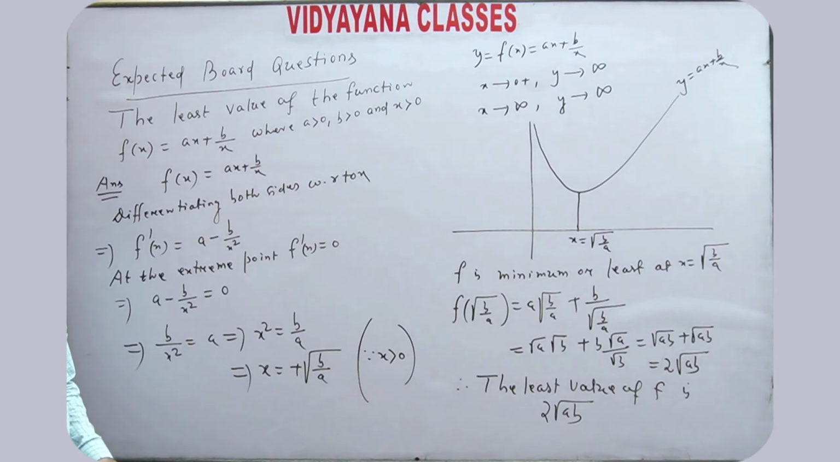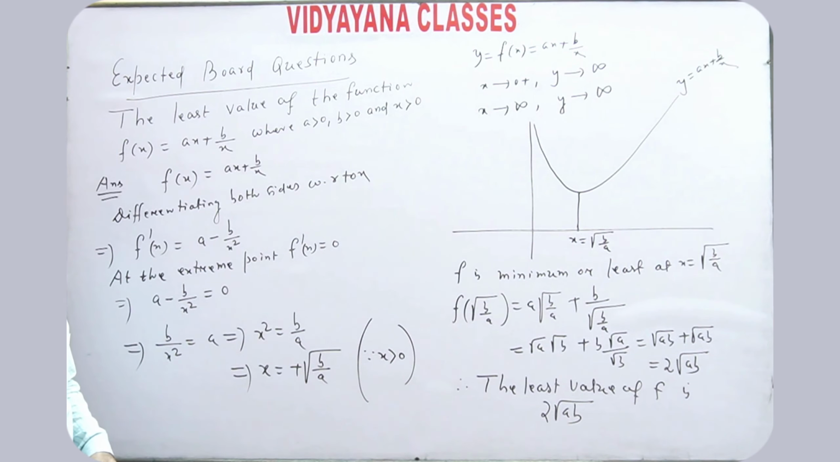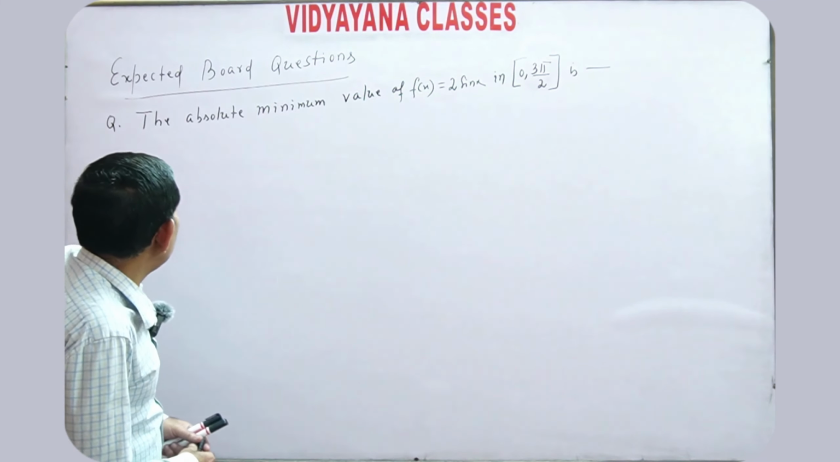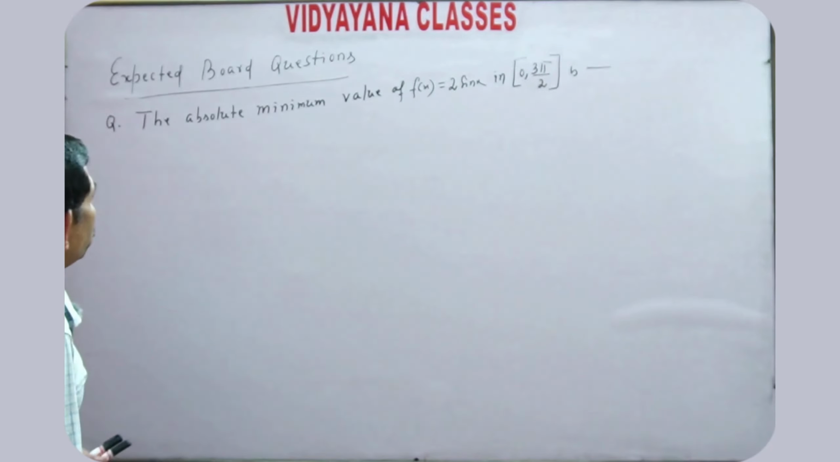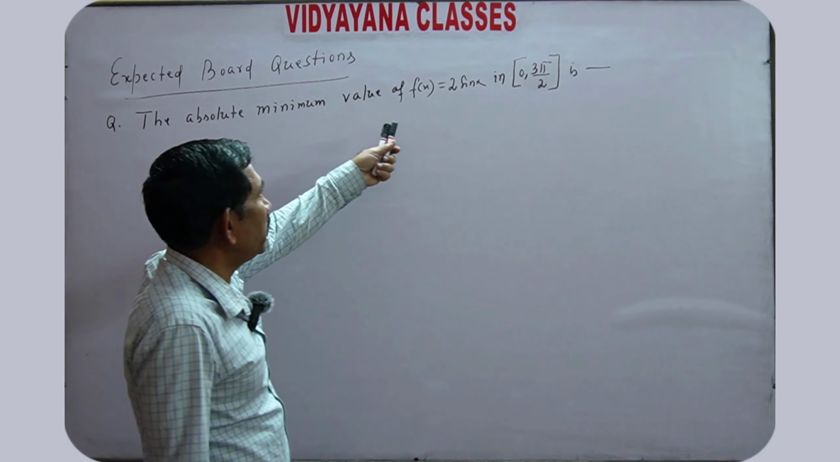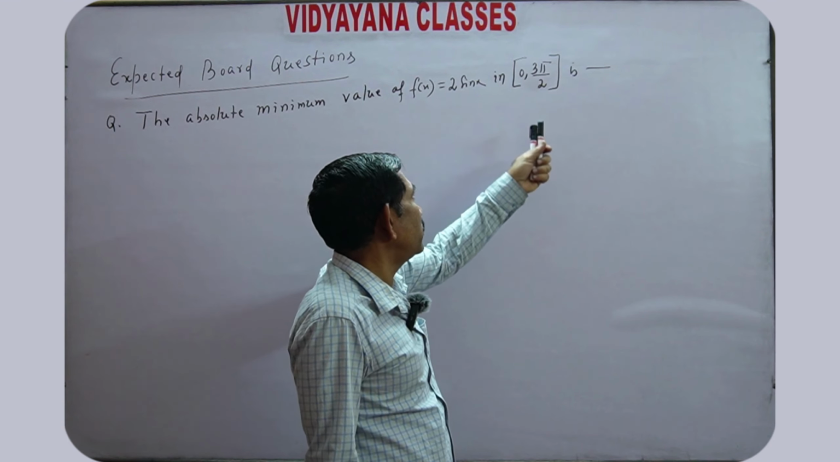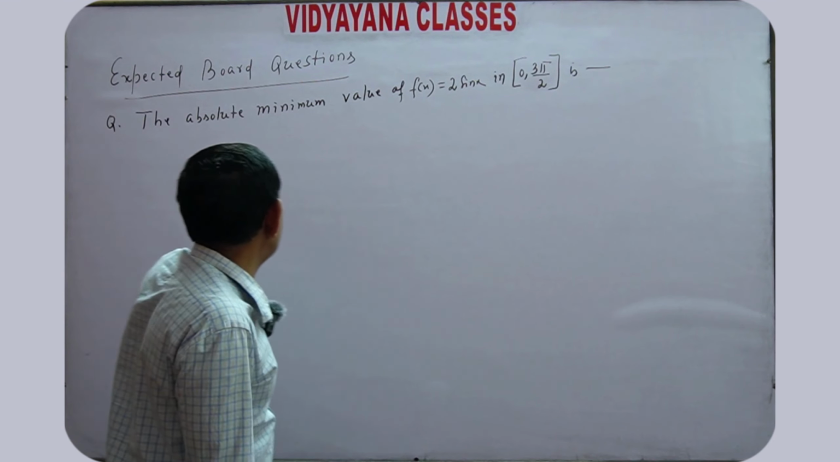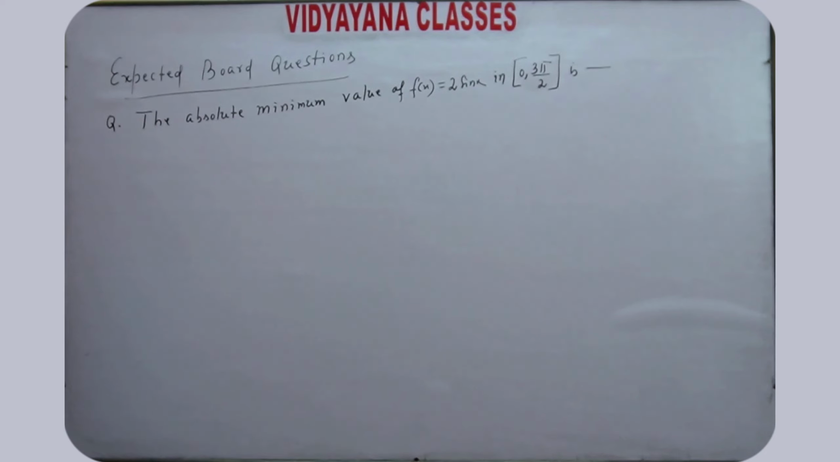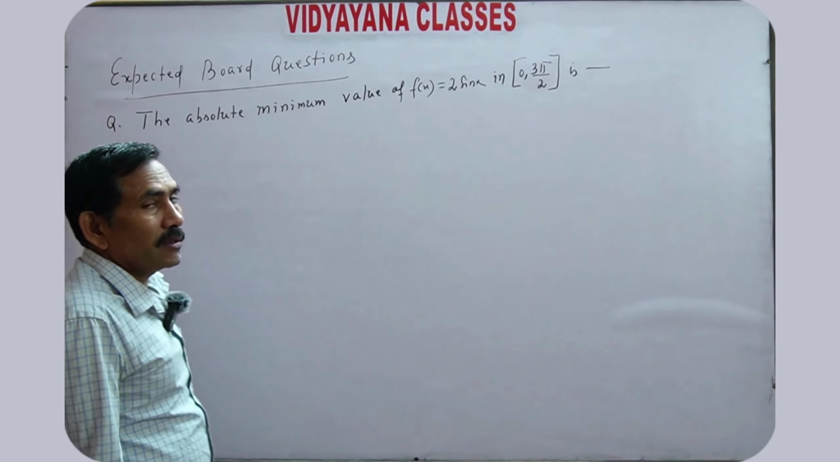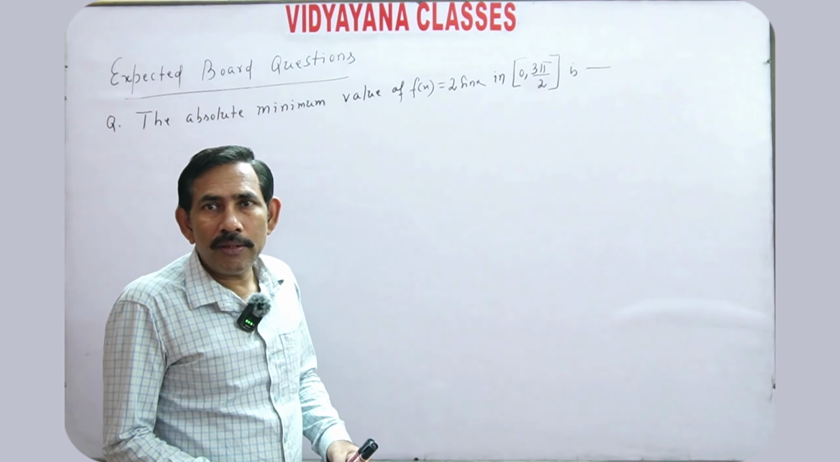Clear? Clear? Okay. Next question. The absolute minimum value of f(x) equal to sin x in the closed interval 0 to 3 pi by 2 is dash. Absolute minimum value means the least value in the given interval.